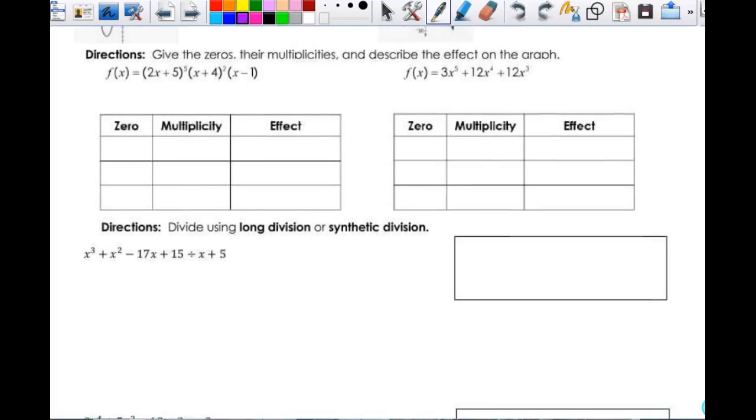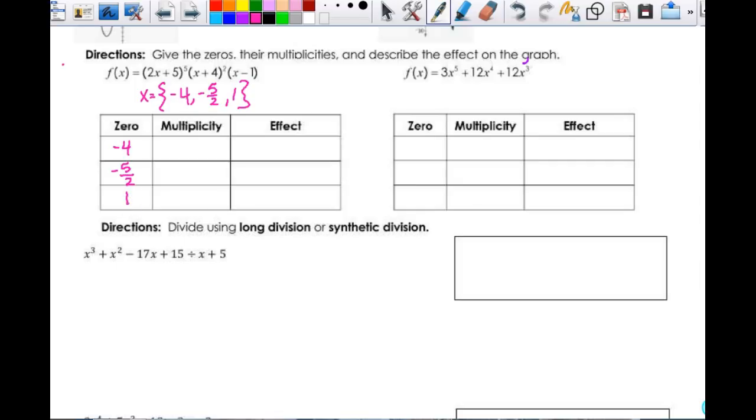So next part says, give the zeros their multiplicities and describe the effect on the graph. The G has disappeared, but this says graph. All right, so here, this is already factored for me. That's nice. So I can figure out what my zeros are. I'm just going to go ahead and write them down so I don't mess anything up. My smallest one is going to be -4, then -5/2, then 1. All right, so this is -4, -5/2, and 1.